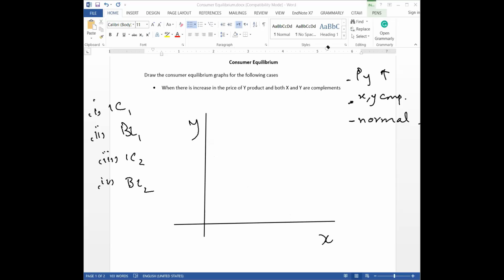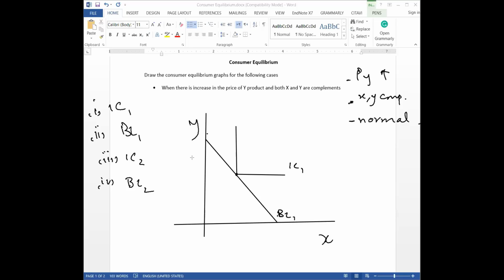Since the products are complements, it will be an L-shaped indifference curve. You draw an L shape at any point anywhere in the graph. So I see one, and the budget line will be touching it only once, like this. It will touch at the corner, because if you try to touch it somewhere else, it will not touch once because it will cross the other line too. So this is BL1.